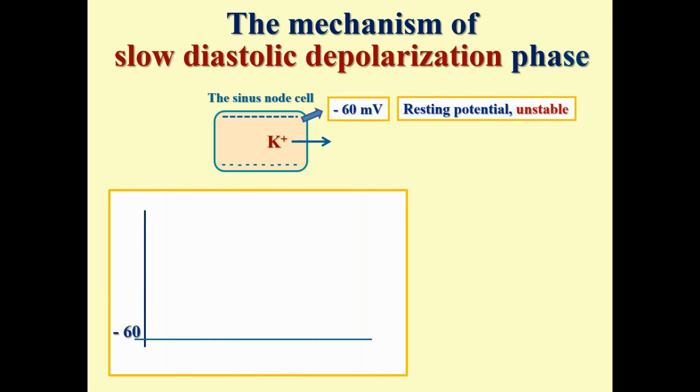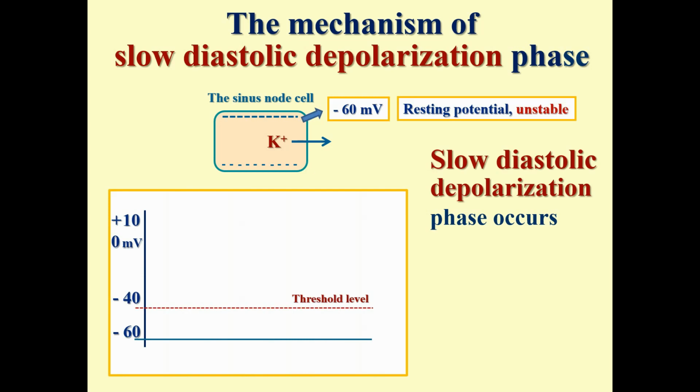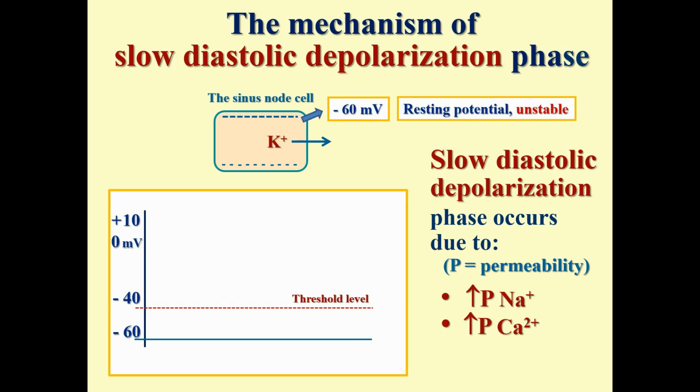So let's make the figure. Minus 60 is the resting level. 0 is necessary to mention, plus 10, which will be the peak point, and minus 40 millivolt, which is the threshold. And so, the slow depolarization phase occurs due to participation of three ions. All three ions' permeabilities become changed. Permeability for sodium and calcium increases. Actually, it's through one and the same type of channels which are permeable for both ions, sodium and calcium. These channels gradually open, more and more channels. Not quickly, not many, but enough to allow positive ions to enter the cell. And these ions go into the cell.